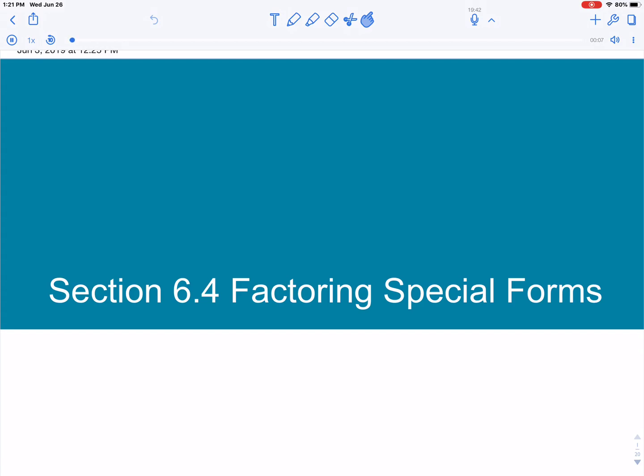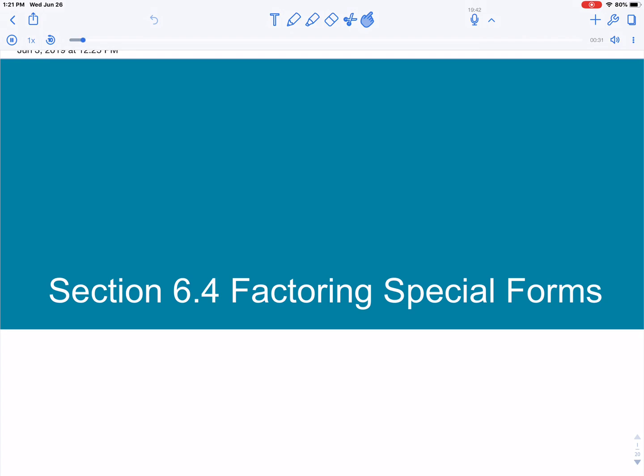Okay, so this is section 6-4, factoring special forms. First objective is to factor the difference of two squares. In chapter 5, we multiplied the difference of two squares, so this is just doing it backwards. In this section, we will consider some polynomials that have special forms that make it easy for us to see from the beginning how to factor.